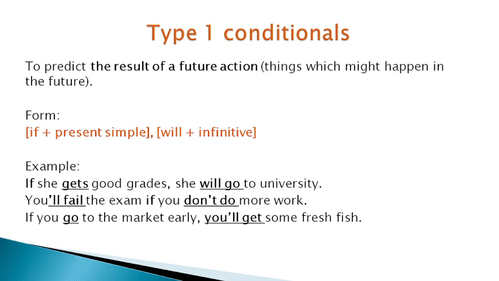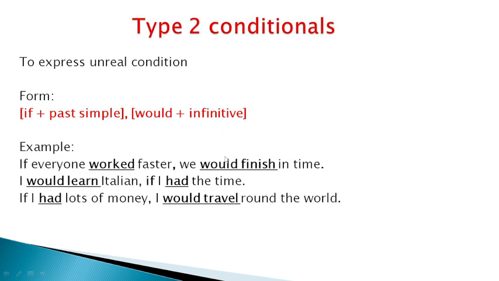You just predict. If you want to get fresh fish, what do you have to do? You have to go early to the market. So for this one, you can use type 1 conditionals. Now look at type 2 conditionals.